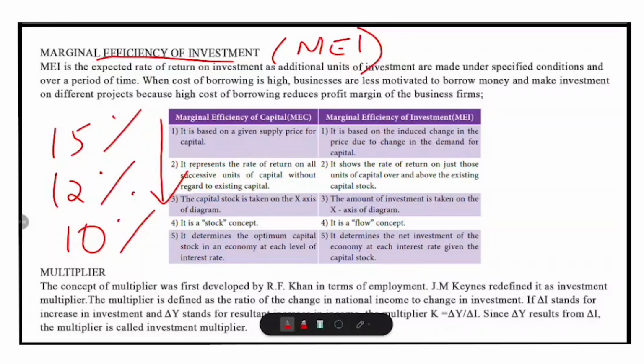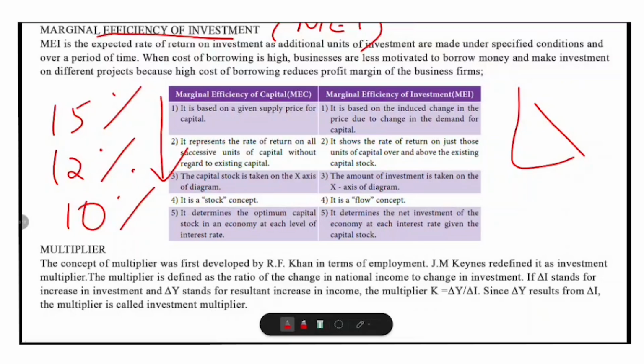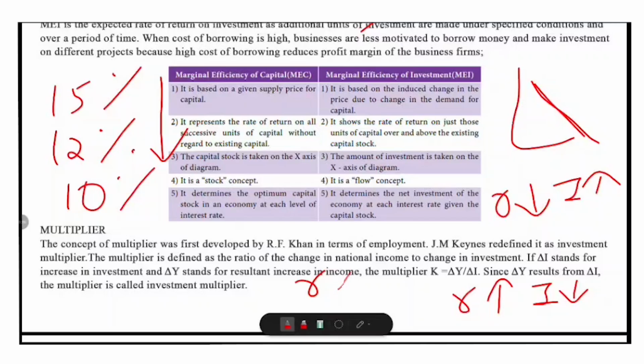Okay, that means as more and more investment is made, the expected returns keep falling, and the downward pattern is called the marginal efficiency of investment curve. There is a downward curve showing marginal efficiency of investment. Remember this: when the rate of interest is low, firms invest more because they can borrow cheaply, and therefore investment increases. When the rate of interest is high, investment decreases because borrowing is costly. So the curve slopes downward from left to right. There is an inverse relationship between investment and interest rate.